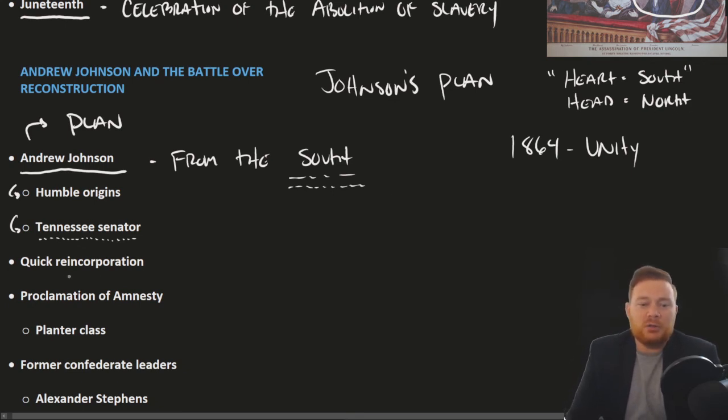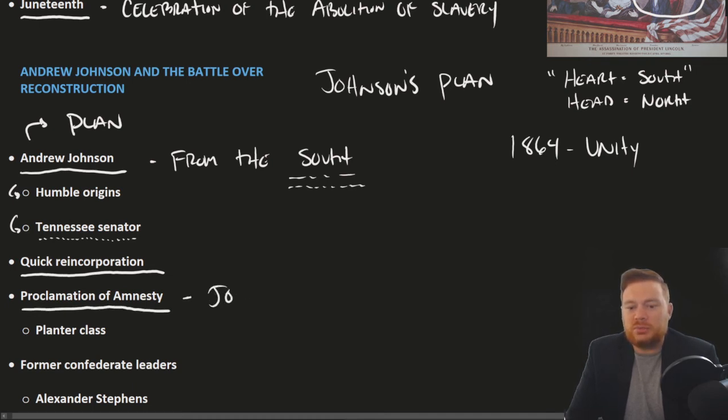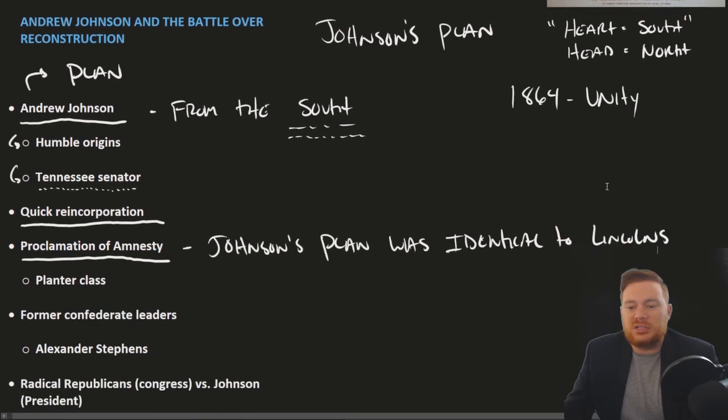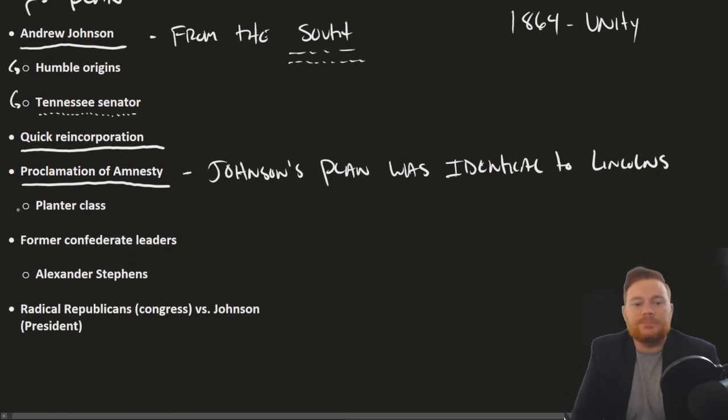Now, Johnson followed Lincoln's plan of quick reincorporation. He definitely wanted to go the lenient path like Lincoln did. His proclamation of amnesty was pretty close. So we might say Johnson's plan was almost identical to Lincoln's, very, very similar, except, and one exception here, was the planter class.